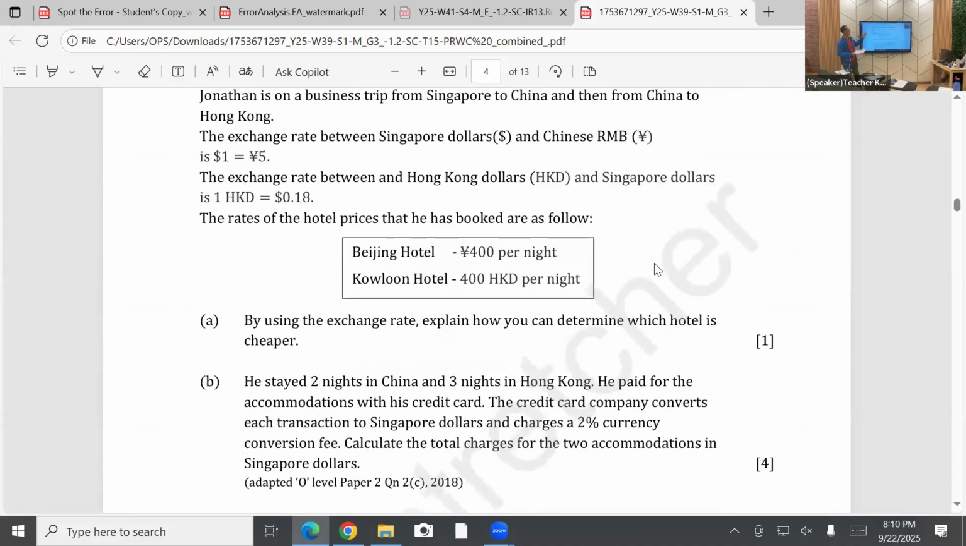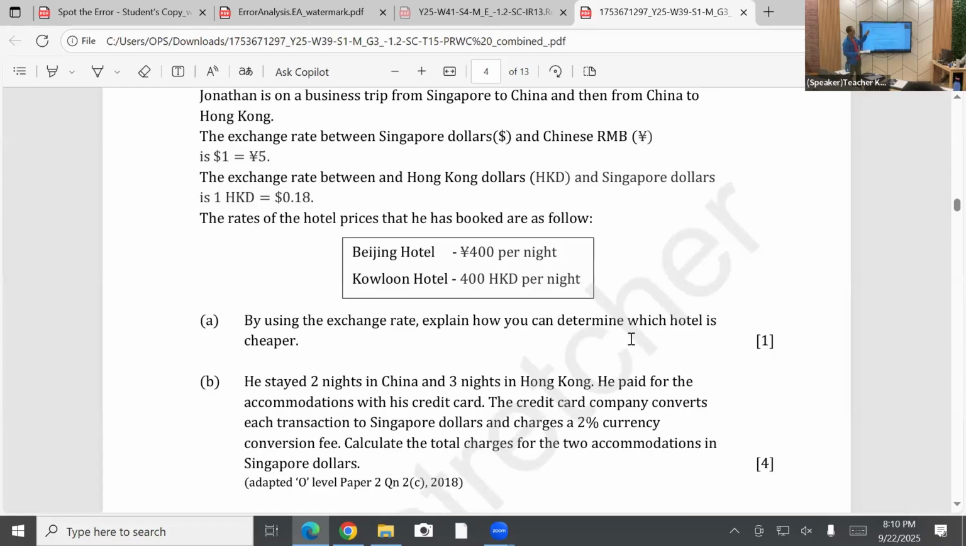Yeah, so another possibility is that he's going overseas. Then he will need to do some exchange of the money. And for this question, it is: using the exchange rate, explain how you can determine which hotel is cheaper. So if he were to book the hotel in maybe Chinese renminbi, could it be cheaper as compared to if, let's say, he were to use Singapore dollar to pay for the hotel?